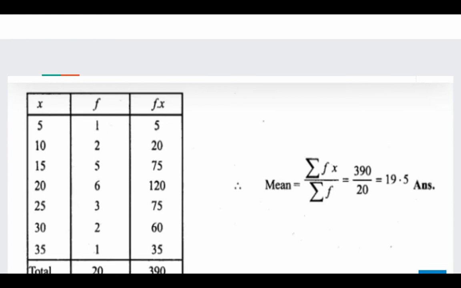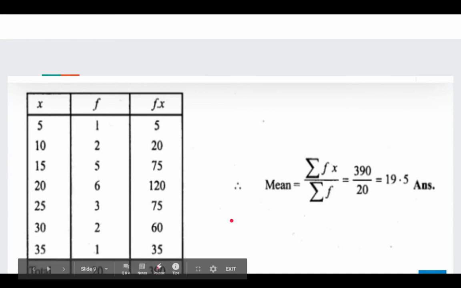Find the mean of the following distribution. Just now we have done the question, so I'm discussing it with you. You can do it as homework also so that it's very clear that this was discussed. See 6th question, what it says. Find the mean of the following distribution. Again, 5, 10, 15, 20, 25, so on up till 35 it is given. This is x and these are the frequencies.